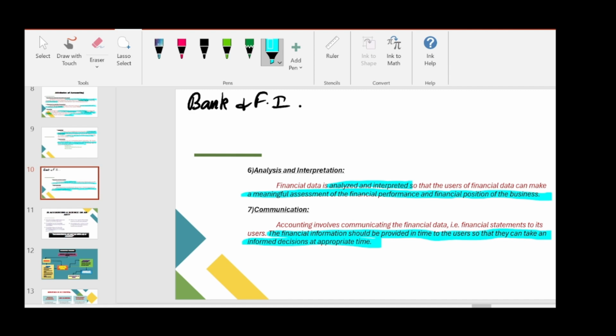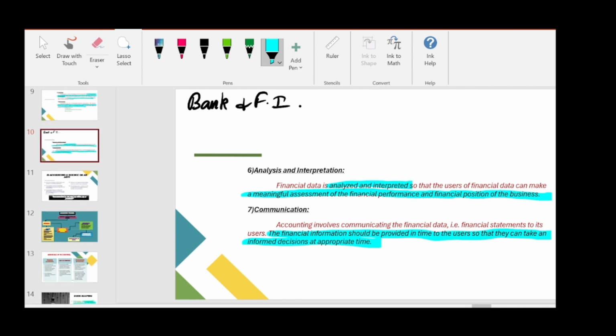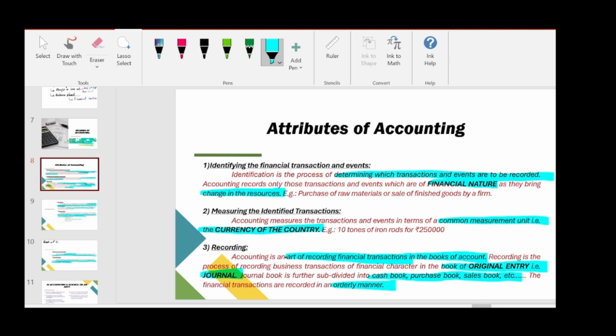What will happen if it is not given at the right time? Then there will be no use, whatever it is. If something is not done at the correct time, then doing that act afterwards will not give us any benefit. So we should not postpone things. That is what is given here also. So the financial information should be given at the appropriate time so that everyone can benefit from it. So I hope everything is clear. So these are nothing but attributes of accounting.